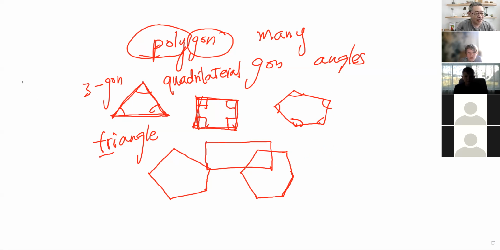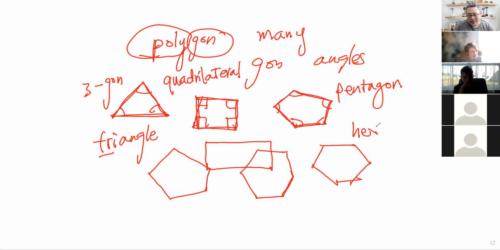Of course, that's the Latin word, and then the angle. For example, this one we've got five angles, which has five sides. This is called the pentagon. And when we have six sides, that's called a hexagon.